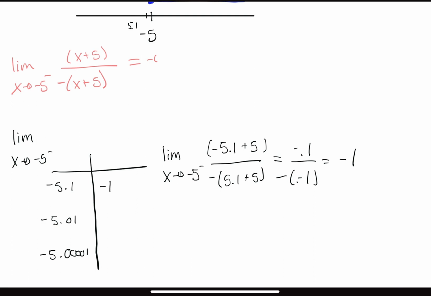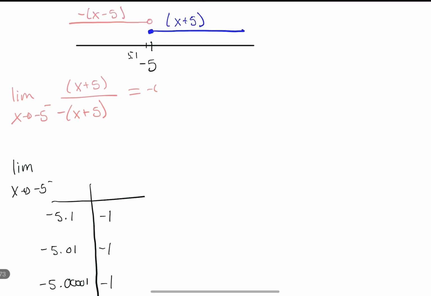And then if we do the same thing with 0.01, you're going to end up with -1. And then again, if we do the same exact thing with this -0.001, you're also going to end up with -1. So using a calculator, you can plug in these values into your function.